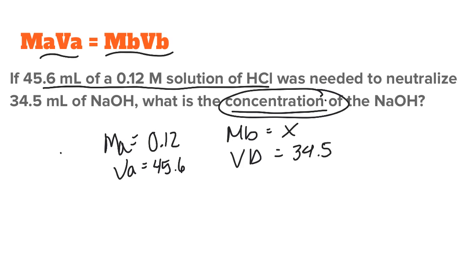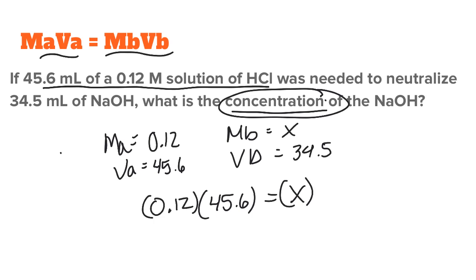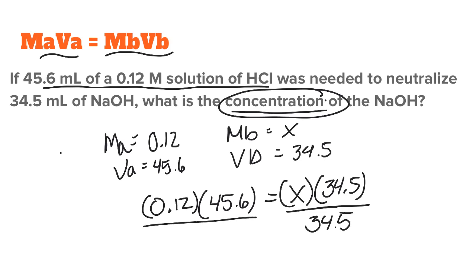So now it's a matter of plugging our values in and solving for the missing variable. So I'm just going to go ahead and plug these in so you can see it. So 0.12 and volume of acid is 45.6, which is going to be equal to our X, which we don't have. That's our molarity of our base, times our volume of our base. So just like in algebra, now we want to get x by itself. So in order to get x by itself, we have to divide both sides by 34.5. 34.5 is going to cancel with 34.5.